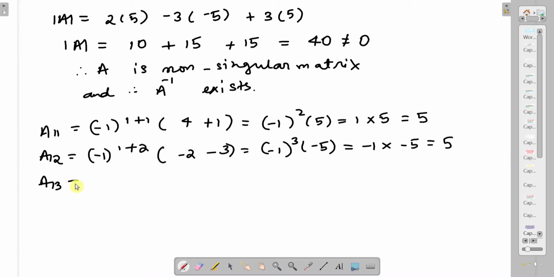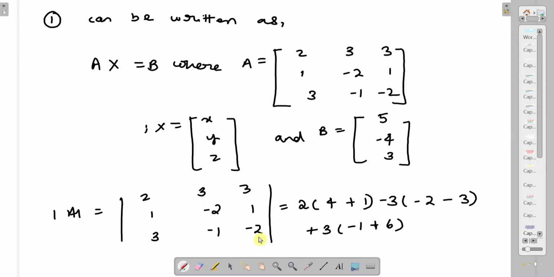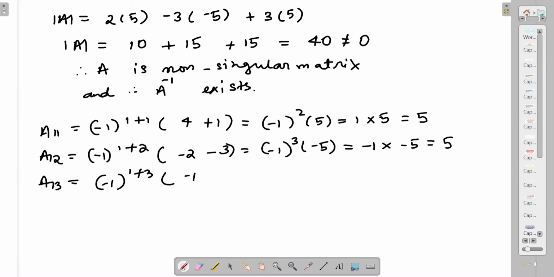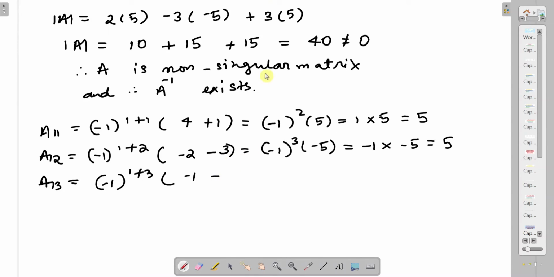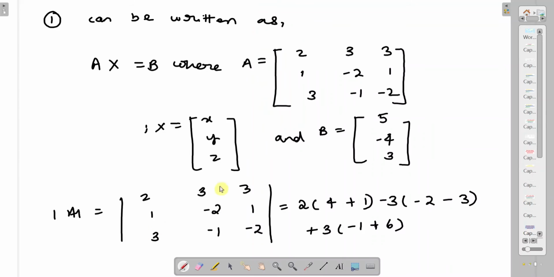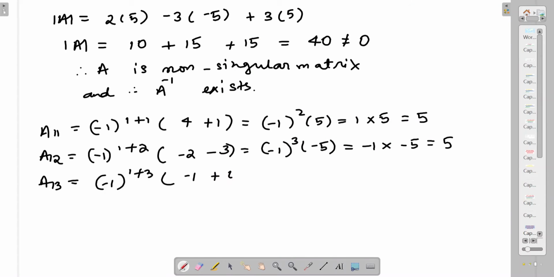Then A13, minus 1 raised to 1 plus 3. So we hide the first row and third column. So minus 1 times minus 1 is minus 1. Minus 1 times 1 is minus 1, and minus of 3 times 2 is minus 6, so plus 6. This will be equal to minus 1 raised to 4 times 5. This will be nothing but 1 times 5, which is 5.